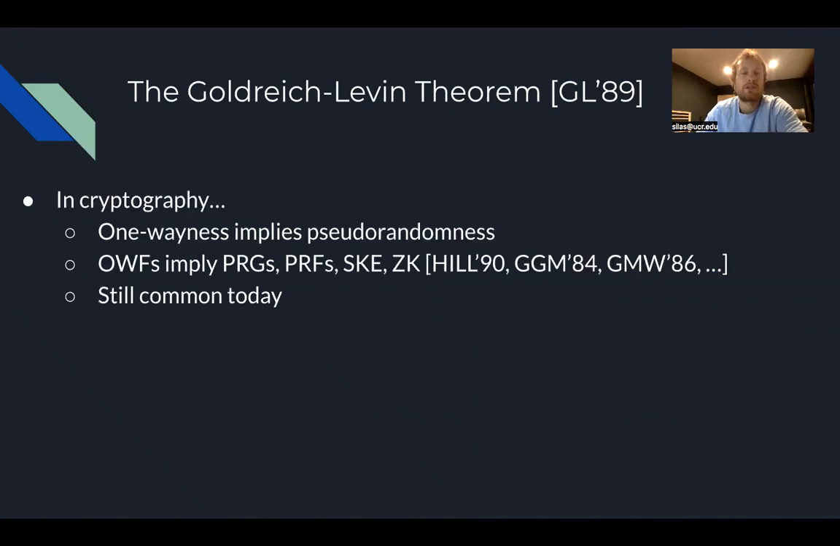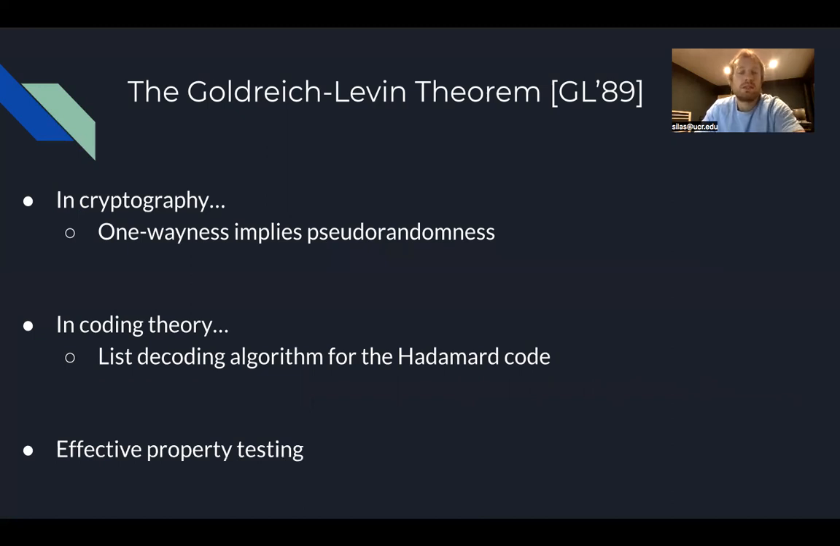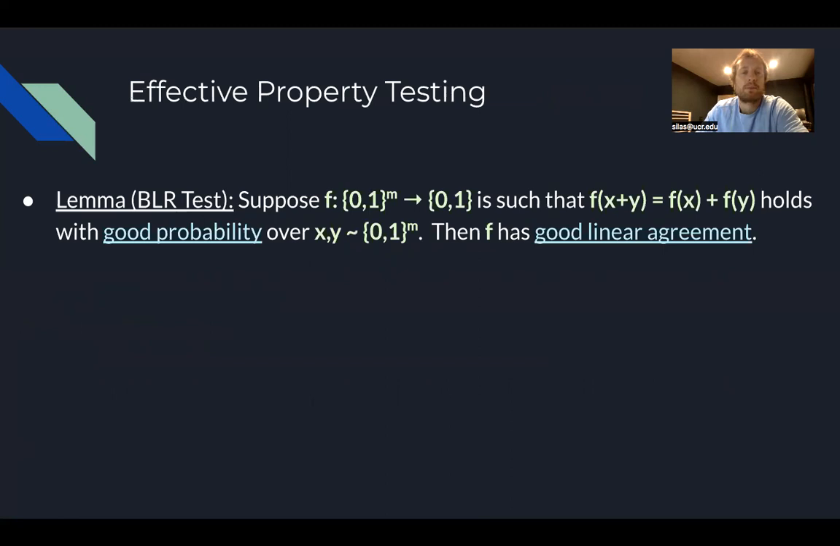In cryptography, the first use of this was to prove that one-wayness implies pseudo-randomness, but it has tons of other uses. In coding theory, this was the first list decoding algorithm for the Hadamard code. Lots of other list decoding algorithms have followed. It gives results in effective property testing. I'm bringing this up because this will come up later.